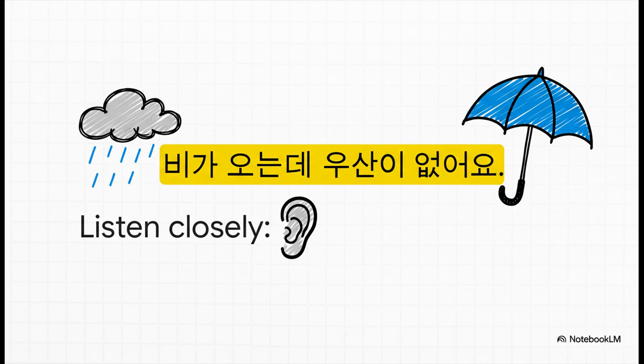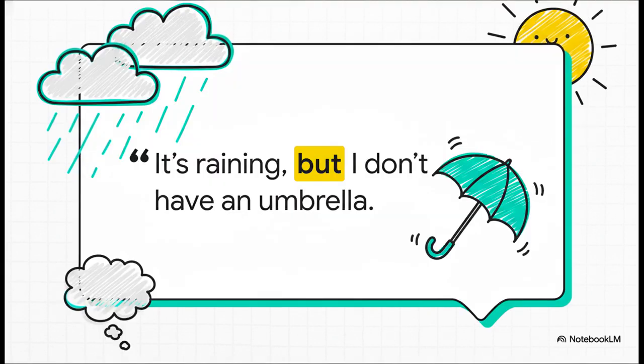비가 오는데 우산이 없어요. Let's hear that again a little slower. 비가 오는데 우산이 없어요. And one last time. 비가 오는데 우산이 없어요. So, what does that mean? It's raining, but I don't have an umbrella. This is a perfect example of how eun-de shows contrast, kind of like saying but in English. The first part, it's raining, sets the scene. And the second part introduces the problem. I don't have an umbrella.